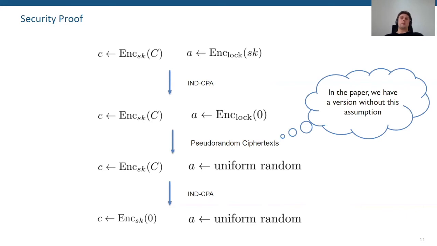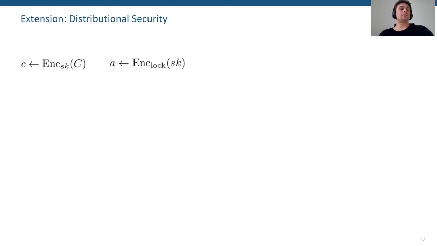Now, in the paper, we actually have another construction that is a little bit more complicated, but it doesn't need to assume pseudo-random ciphertext. So the whole proof requires only CPA security from the encryption scheme. As I pointed out earlier, what we needed to assume previously for CPA security to work is that the lock value is chosen uniformly at random from the secret key space. But actually, we can extend the construction to have lock values chosen from different distributions.